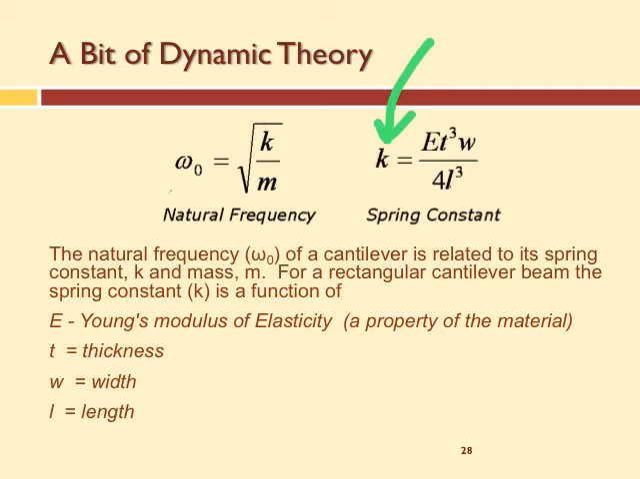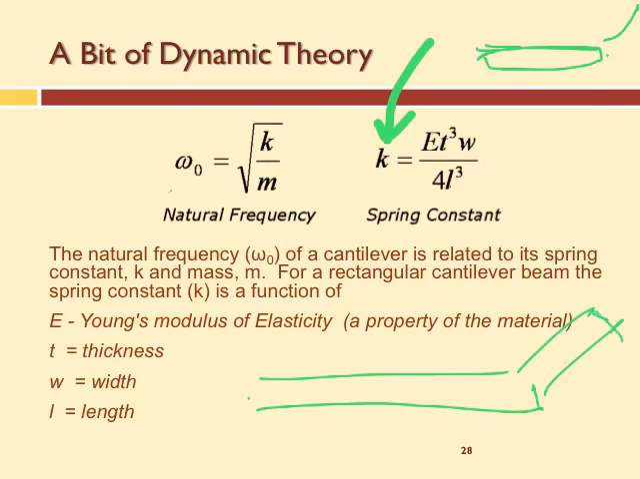Okay, so I'm going to try to draw a nice picture of a cantilever. I'll use my finger. Try to. That's not working. All right, here's your cantilever. So this is L. This is width. And then this is how thick it is. Right? Thickness. So that's what you see in this equation here. You've got thickness right here. You've got the width. You've got the length. Right, so the geometry has something to do with the stiffness.